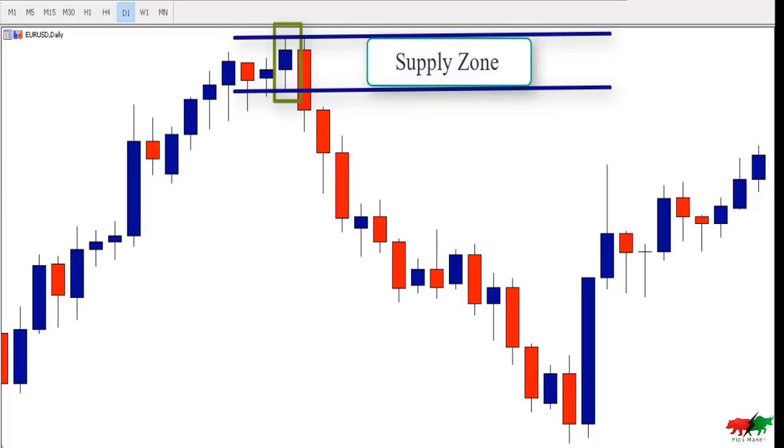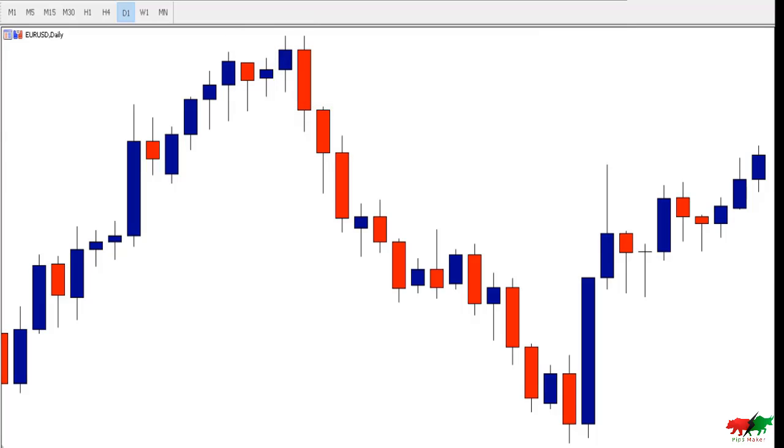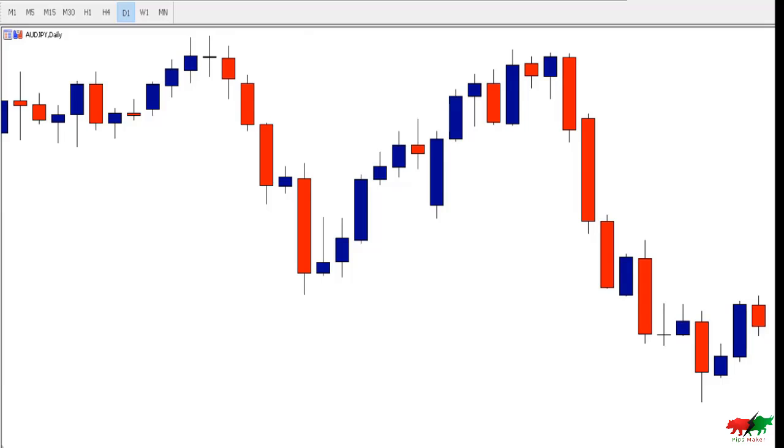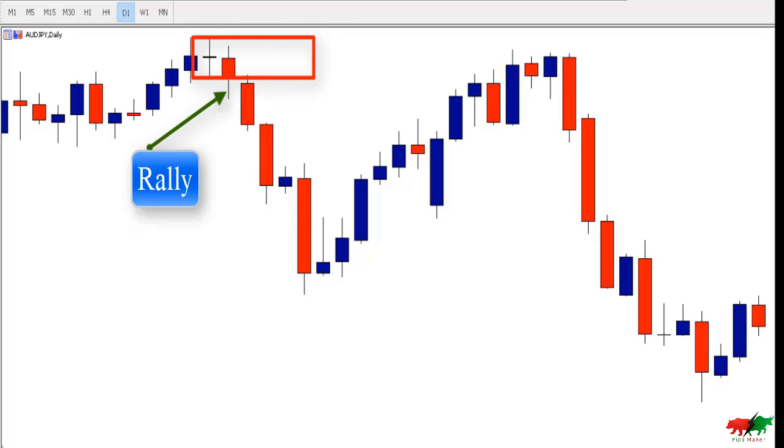When the market returns to test the zone, we wait only for a price action signal to short the market. We will talk about how to trade the zone in future lessons. Look at another example. This is the AUD/JPY daily chart.